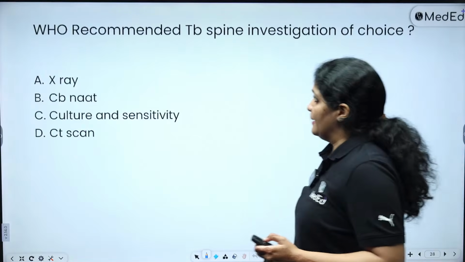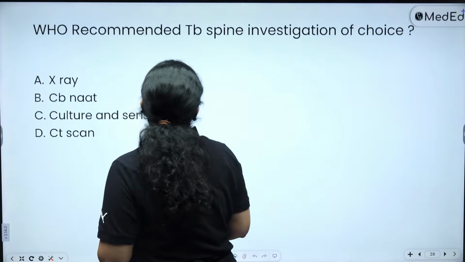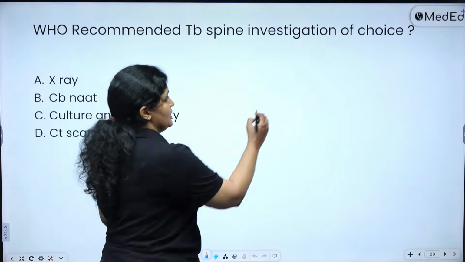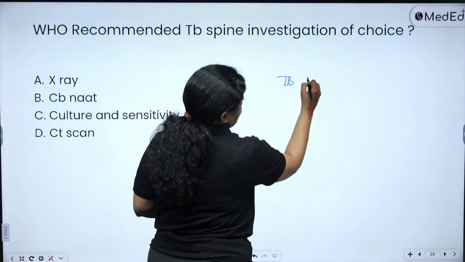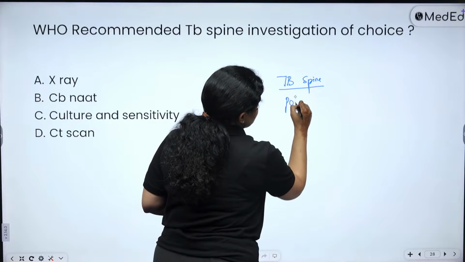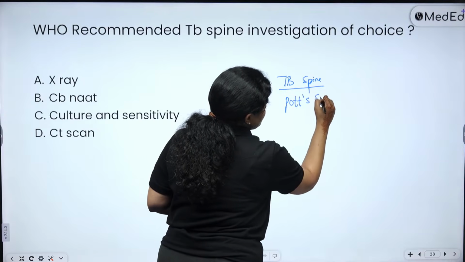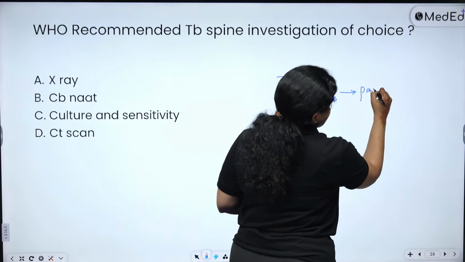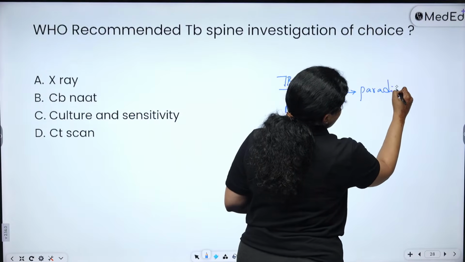Yes. WHO recommended TB spine investigation of choice. So now we have dealt with the joint. Now most important is your TB spine. In case of TB spine, this is also called the Pott's spine. And the most common presentation of this is the paradiscal.